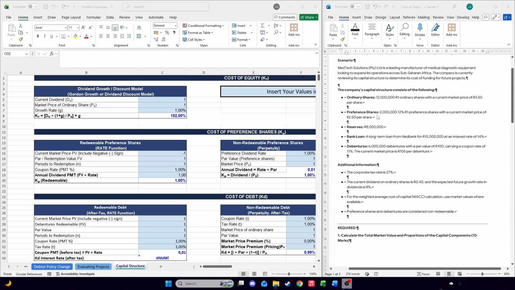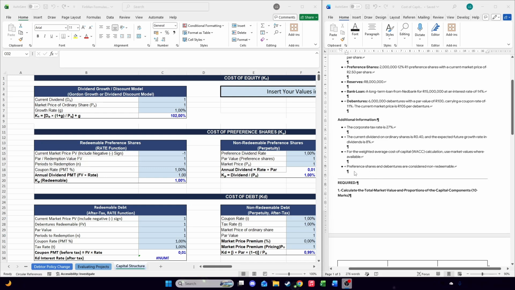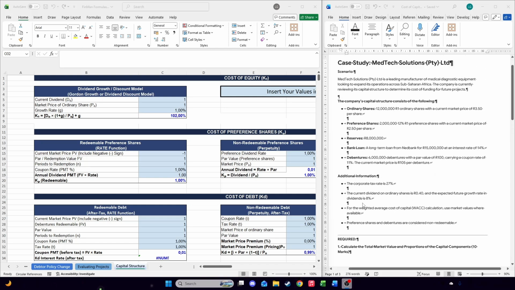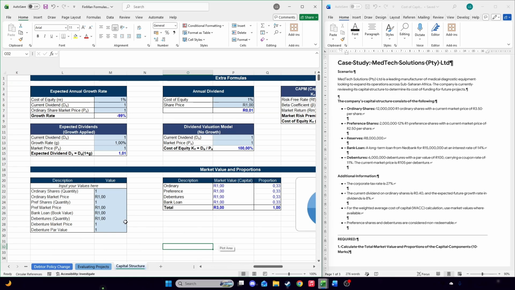So in our capital structure, we have our ordinary shares, preference shares, reserves, bank loan and debentures, and then some additional information is the corporate tax rate. It normally ranges between 27 and 28%. It will most likely sit at 27% for the exam. Then the current dividend on the ordinary share and the growth rate, and whether the preference shares and debentures are considered non-redeemable or redeemable. So the first thing we want to do is calculate the market value and proportions.